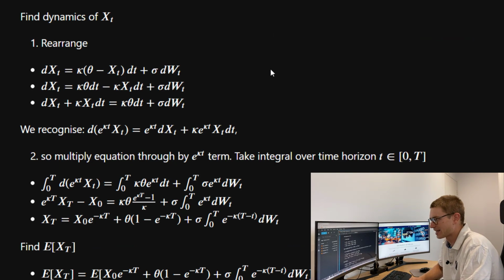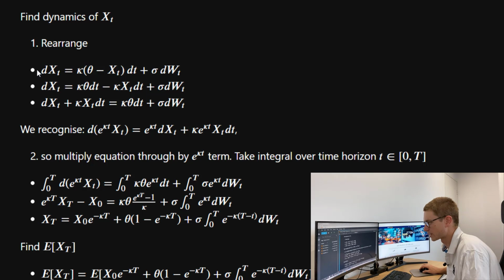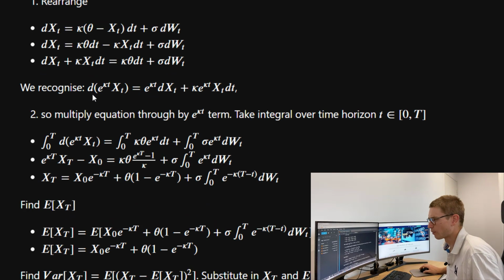The first step in actually doing that is we're going to rearrange this equation, the Vasicek equation, and what we do is we just expand the brackets, move our xt to the other side. So what we recognize is that the differential of e to the kappa t, times xt, is actually equal to the terms that we have on the left-hand side multiplied by this exponential term. So we can multiply through by the exponential term, and then we can take the integral over the time period 0 to t.